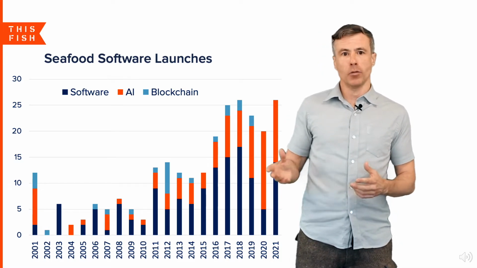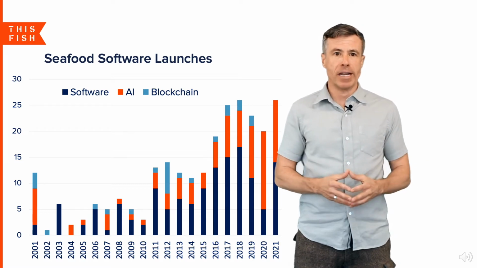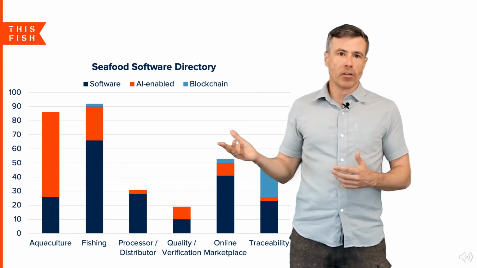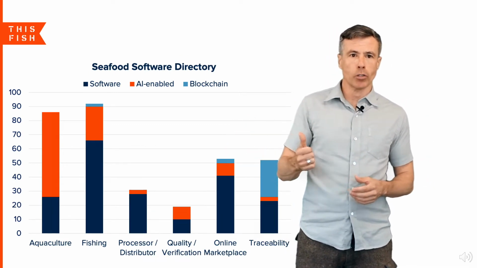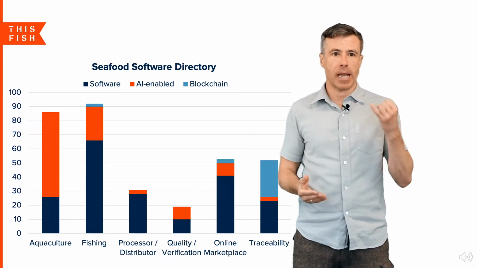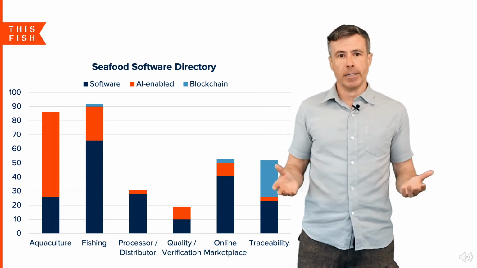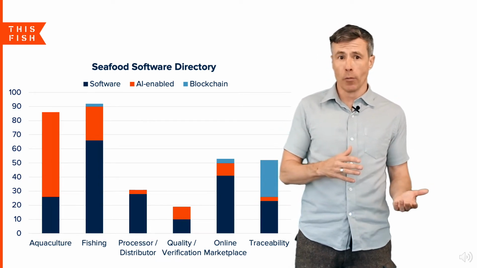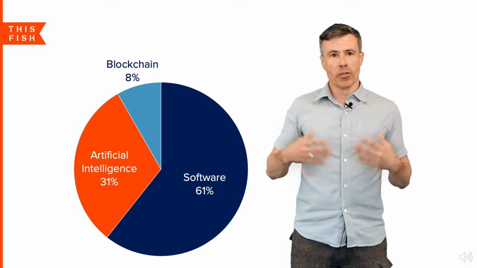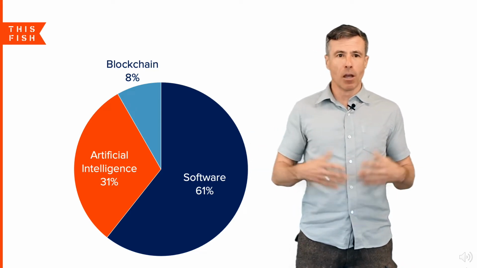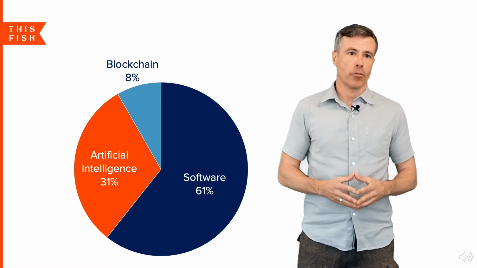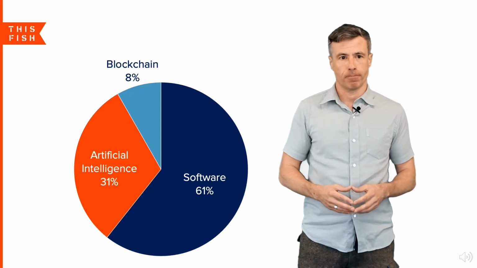And so we launched this Seafood Software Directory really to help the industry navigate this dynamic and growing tech market. And we've divided the directory really into 6 key areas: aquaculture, fisheries, processing, quality verification, online marketplaces, and traceability. And we further divided it into the type of technology, including traditional software, artificial intelligence, and blockchain. In fact, about 1/3 of the companies in the directory are using some form of artificial intelligence, and about 8% are powering their technology through new distributed blockchain technology.